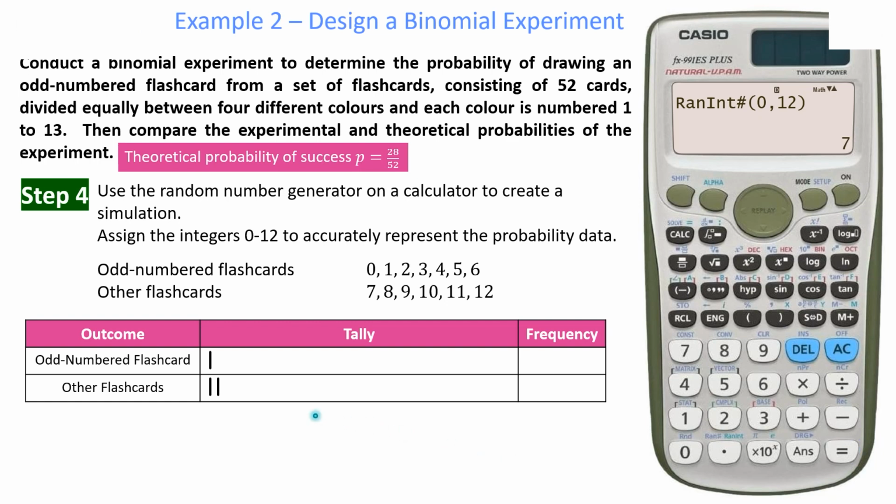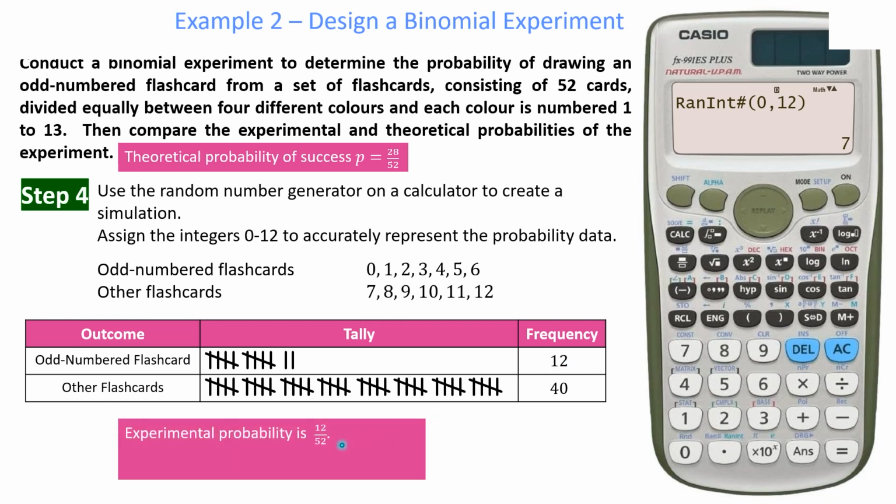Once you've completed the 52 trials and you've marked them in the tally, you need to work out the frequencies. Now, this trial is for my specific experiment. When you do your experiment, these numbers will most likely differ. We want to work out the experimental probability of success. Remember, success was an odd-numbered flashcard occurring, and there was 12 out of 52. So I can write that down here. You can see if we compare this experimental probability to the theoretical probability, this is less than the theoretical probability.